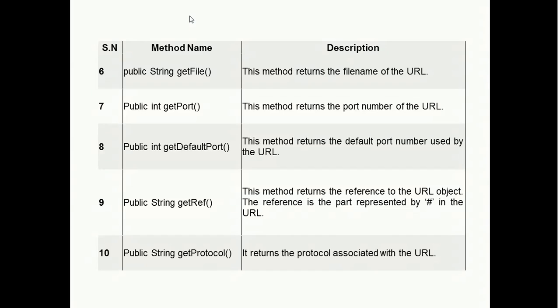Ninth method is getRef. This method returns the reference to the URL object, and the reference is the part of the URL represented by the hash in the URL. 10th method is getProtocol. The getProtocol method returns the protocol associated with the URL. These 10 are the methods of the URL class.